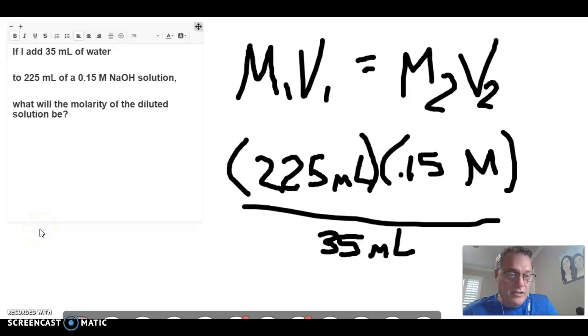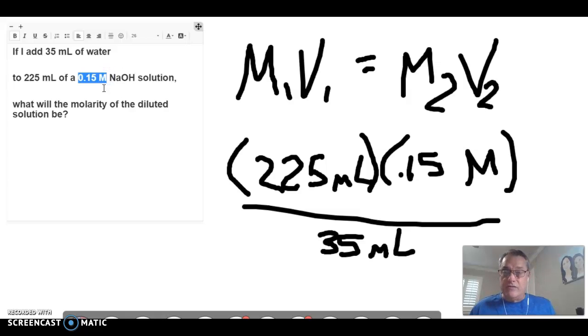Hey everyone, here is an example of a dilutions problem. And let's look at the problem. It's saying if we add 35 milliliters to 225 milliliters, what is the molarity going to be? It's going to change. Here's our current molarity, 0.15. That's how strong our solution is.